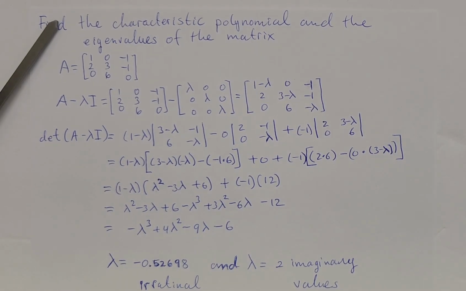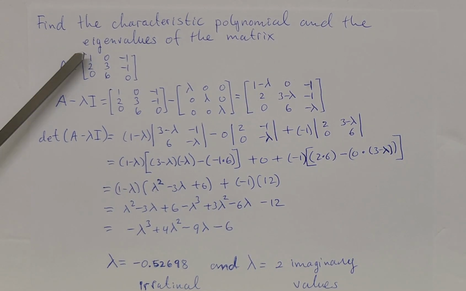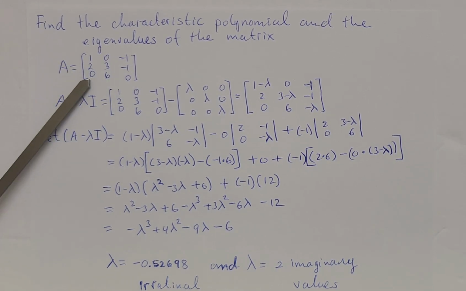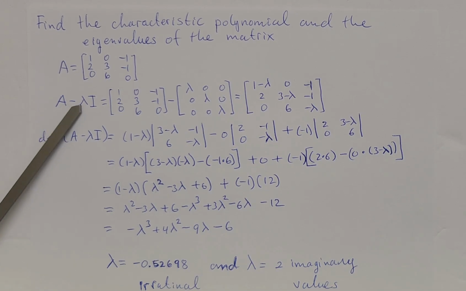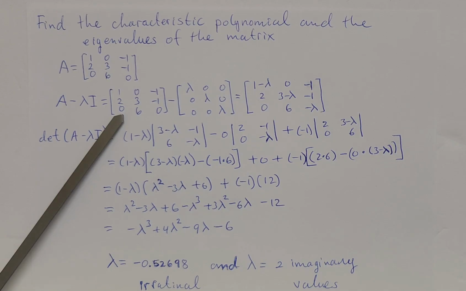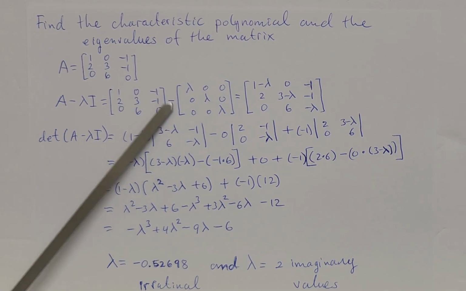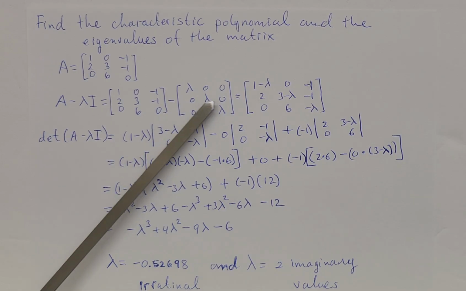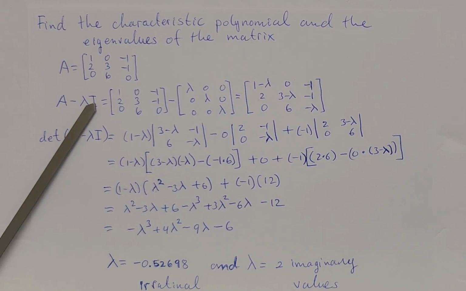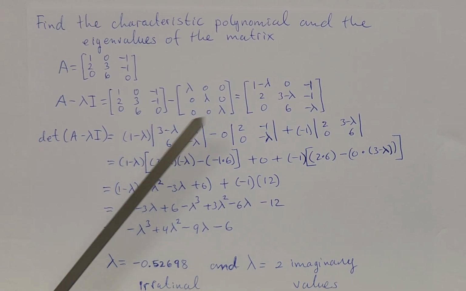This lesson is find the characteristic polynomial and the eigenvalue of the matrix. Here is a matrix. This is a 3 by 3. Here is A minus lambda times I. Again, since this is a 3 by 3, we will use a 3 by 3 identity, which is 1 0 0, 0 1 0, 0 0 1.